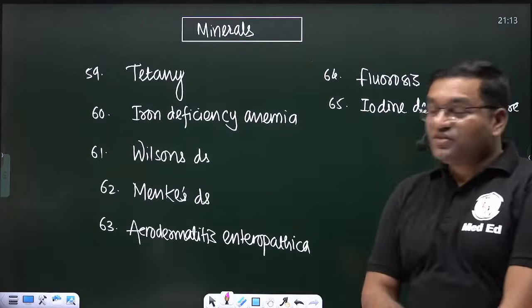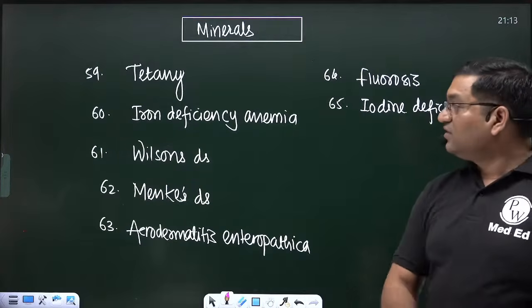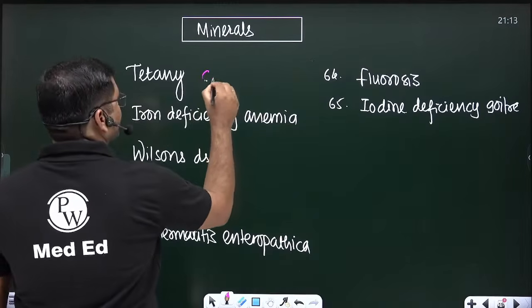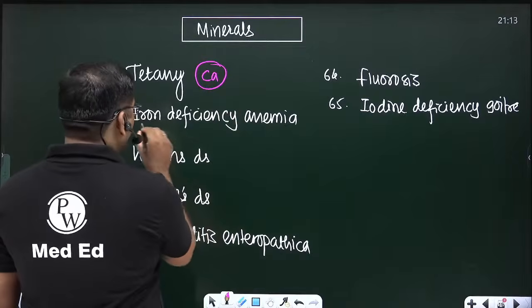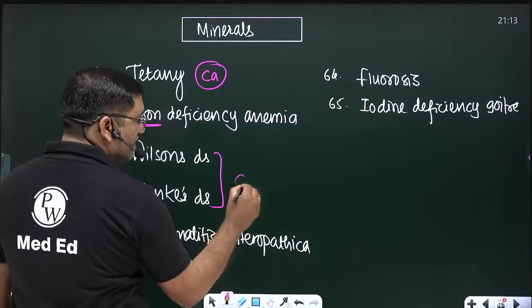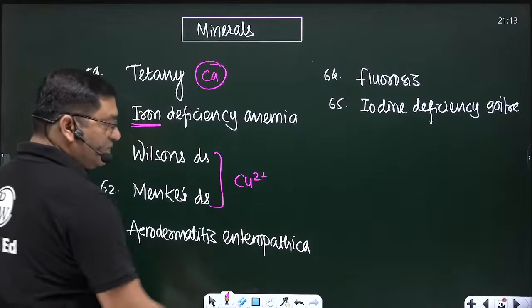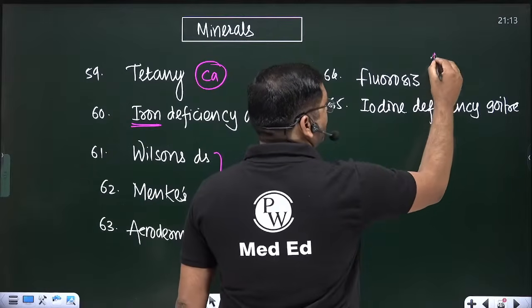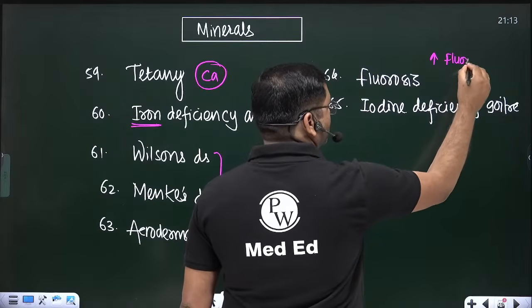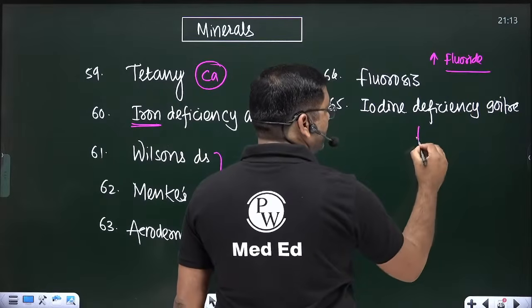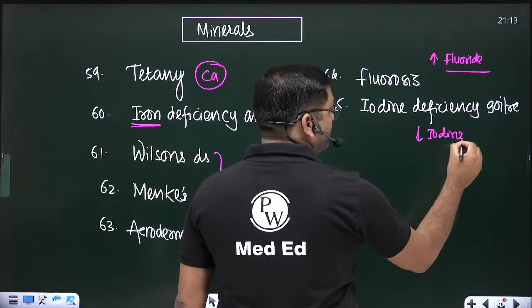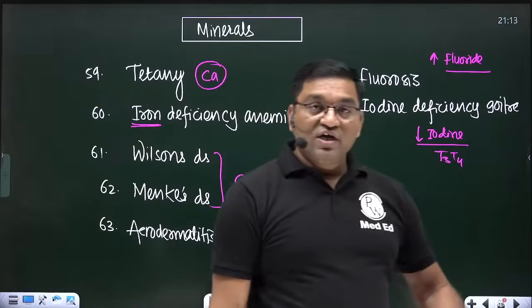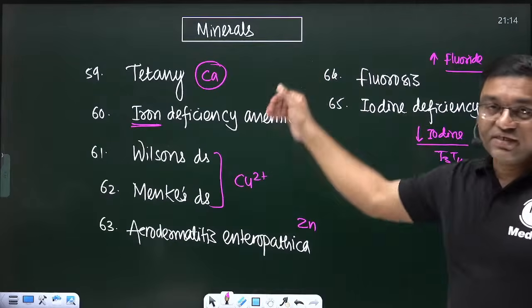Now mineral deficiency, these are the important clinical cases from the minerals. Tetany is related with the calcium. Iron deficiency anemia, iron. Wilson's disease and Menkes disease are related with the copper. Acrodermatitis enteropathica is related with the zinc. Fluorosis is excess of the fluoride. And iodine deficiency means decreased iodine level, so it affects the synthesis of T3 and T4. Iodine deficiency causes goiter. So these are the clinical cases related with the minerals.